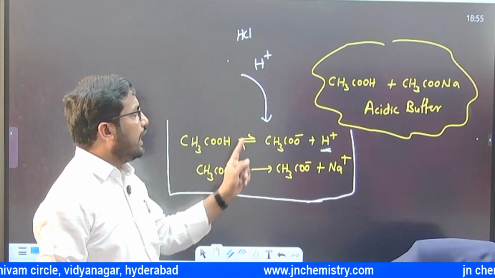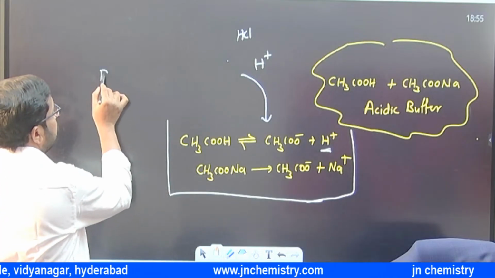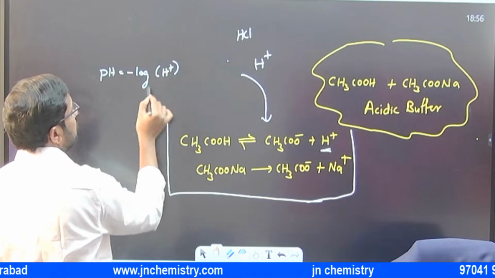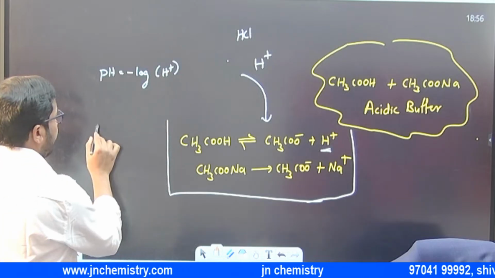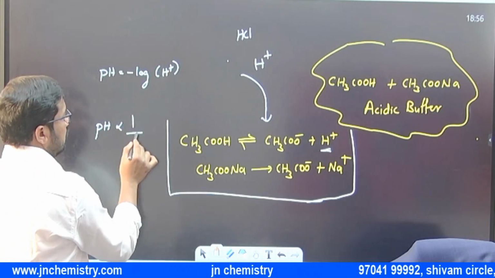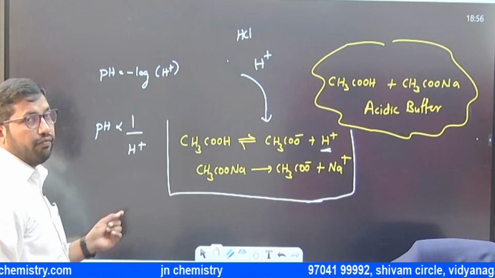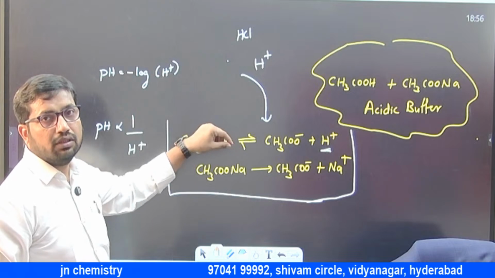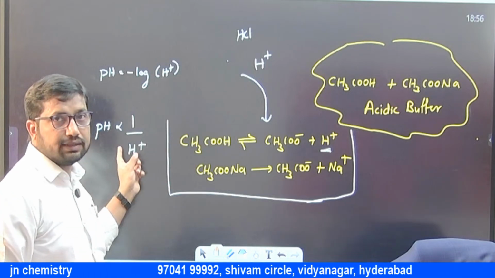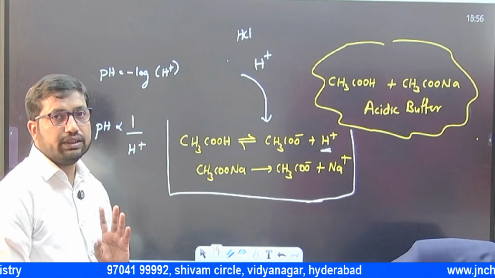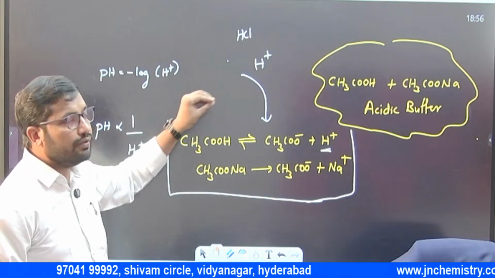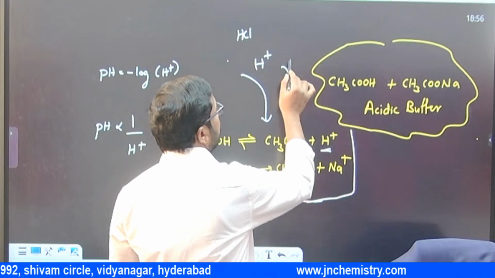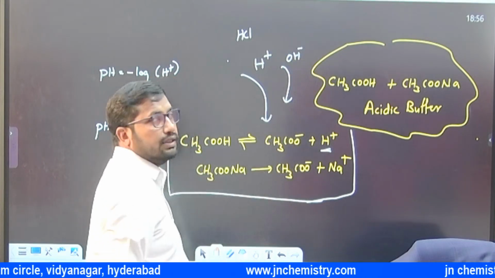We know that pH is equal to minus log of the H plus ion concentration. pH is inversely related to the H plus ion concentration. If we add H plus, automatically pH should decrease. But here there is no change in the pH when we are adding some small amount of acid. Or if you are adding some small amount of base also, there is no change in the pH.